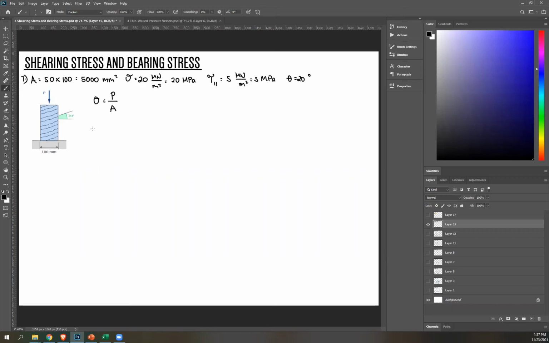This is given: 20 equals P all over A. Again, A for compressive stress is the perpendicular area to the force. So that is just simply this, the cross-sectional area. So 5,000. From this, please solve what's P.